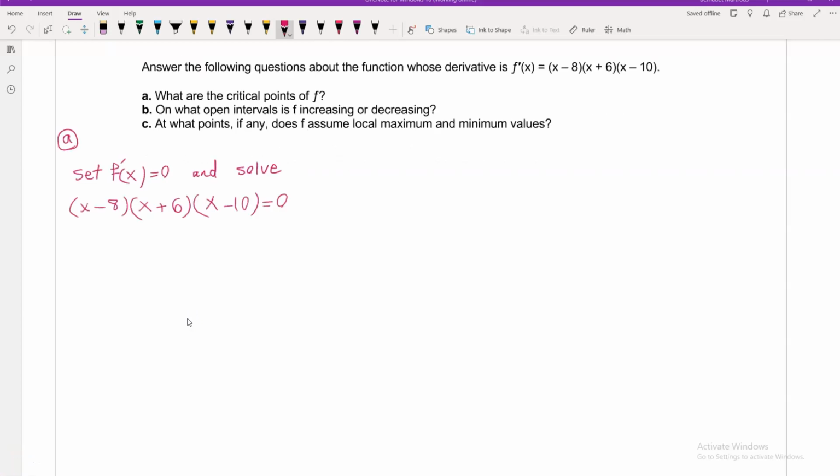For part A, set f prime of x equal to 0 and solve for x. So here we have x - 8 = 0, x is 8; x + 6 = 0, x is -6; and x - 10 = 0, x is 10. Here on this part, the derivative has no denominator, so f prime of x is not undefined. So we don't need to find that part. These are the critical points of f. So the critical points are 8, -6, and 10.